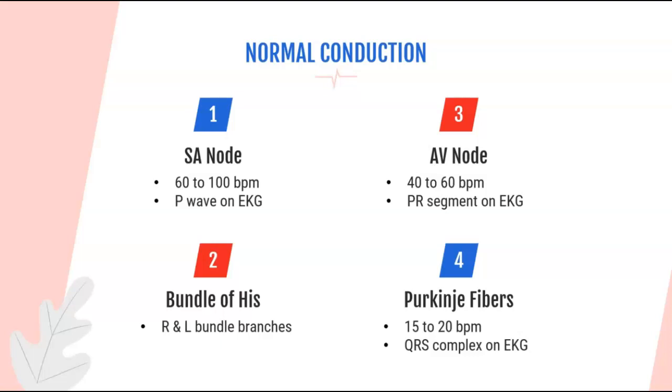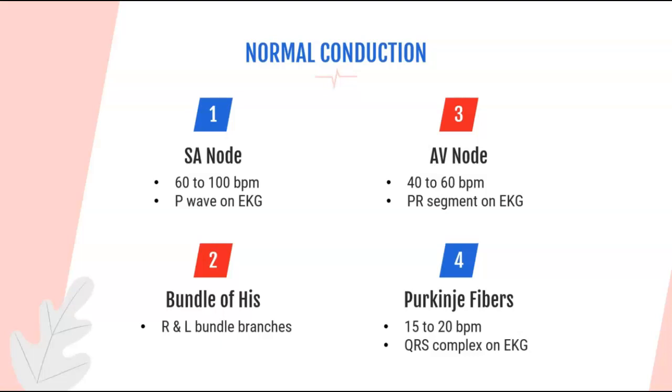The electrical impulse then moves from the SA node to the AV node. If the SA node is not functioning properly, then the AV node can take over as pacemaker. The AV node generates impulses at a rate of 40 to 60 beats per minute. The AV node causes impulses to slow down or be delayed before proceeding to the ventricles. This delay from the SA node to the AV node is reflected in the PR segment on the EKG. This delay allows the atria to contract and the ventricles to fill.